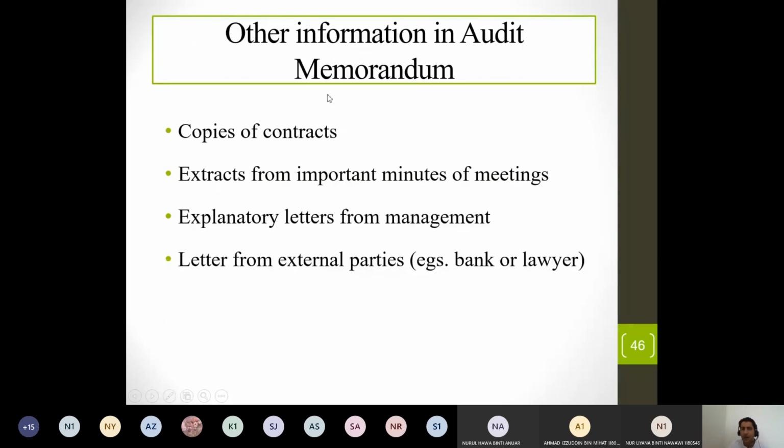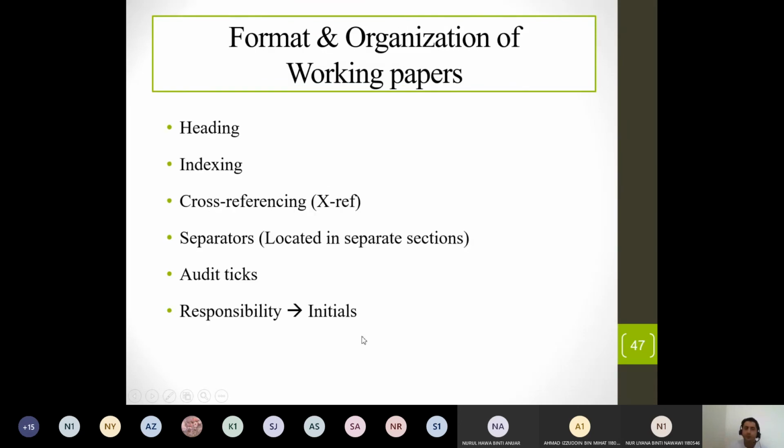Other information in audit memorandum: copies of the contracts, extracts from minutes of meetings, explanatory letters from the management. This one, if you remember, we collected from inquiring of the client, either staff or managers, then later from external parties, either banks or lawyers and so on. That all will be included in the information of audit memorandum. And remember, this one will be in the permanent file.